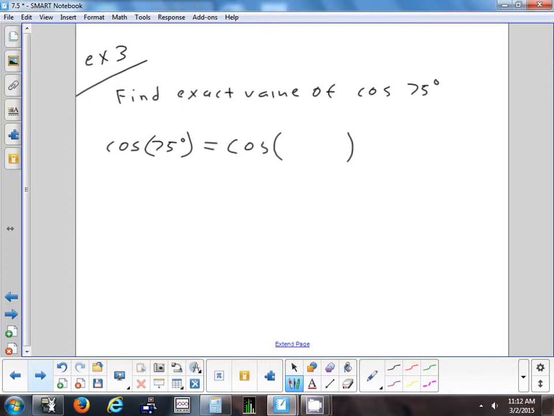How can you rewrite 75 degrees using angles that are multiples of 30 and 45? And don't overthink it too much. James? 30 plus 45. Yeah, 30 plus 45. It's the same two angles we just used before. So we're going to get an answer that looks very similar to what we had. Okay, so it's cosine of each angle.